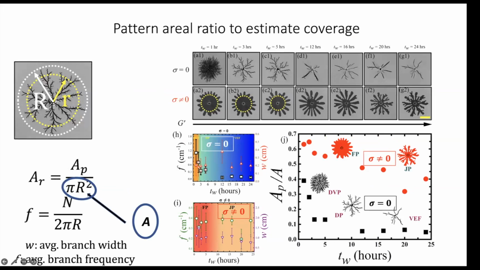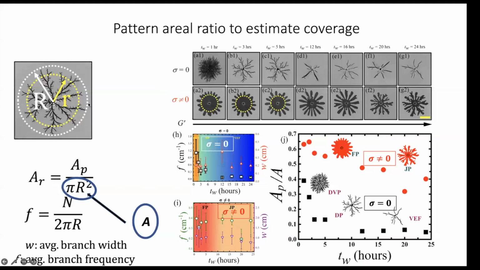So what we've done here is we have quantified the morphologies of the patterns by proposing a parameter which we call the areal ratio. The areal ratio is basically the coverage area of the pattern divided by the area of the smallest circle that encloses the whole pattern when the longest finger has reached a particular radius r. In this case, we've just arbitrarily defined a radius capital R of 7 centimeters.